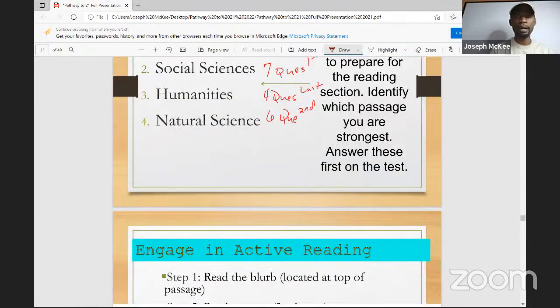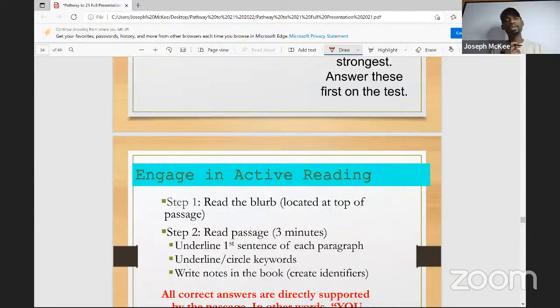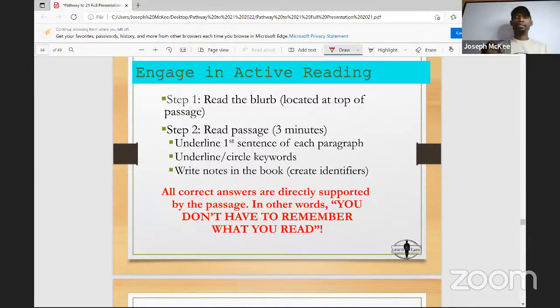So what do we mean about being active with your reading? Active with your reading simply means write in the book, make special notations, make marks. It's an open book test. I also like to call it the ability, I don't want to call it cheating, but you can use what's at your disposal.